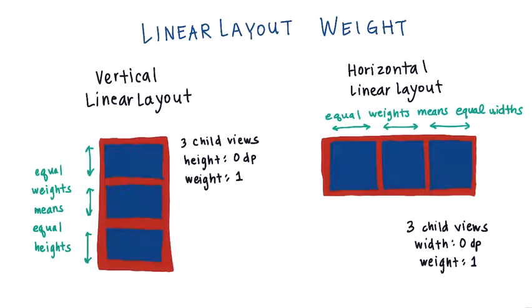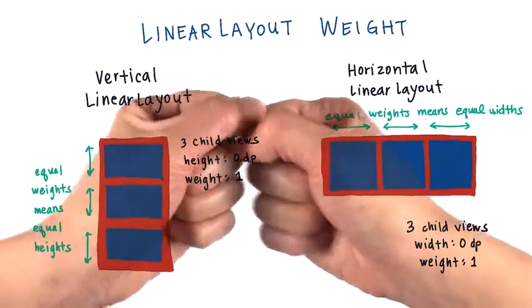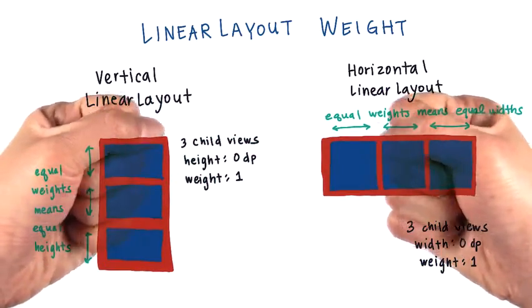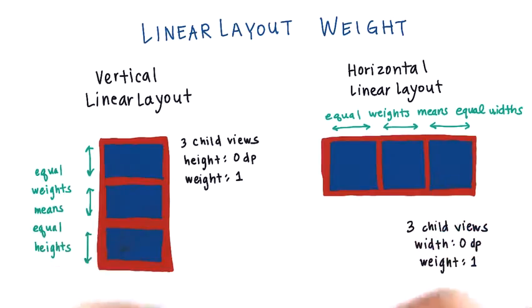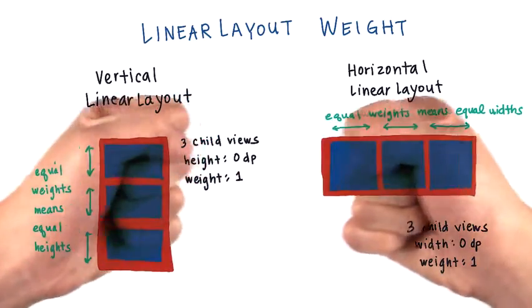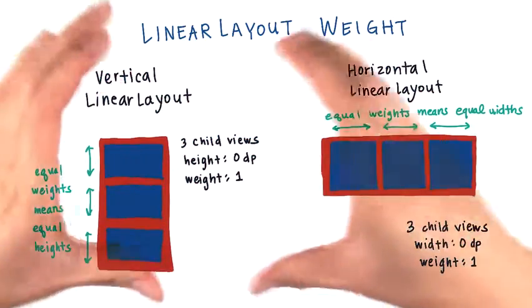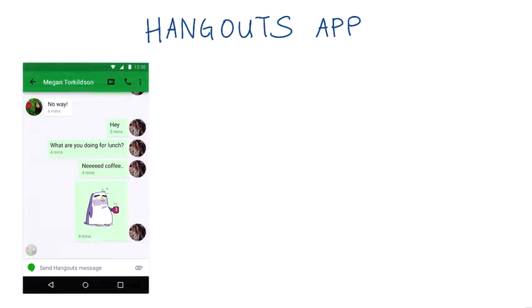Essentially, you can think of assigning a weight value to a view as being able to stretch it out depending on how big the parent view is. This is good for filling in the available space within a small device or a large device. Here are a couple examples in real life where layout weights are really useful.